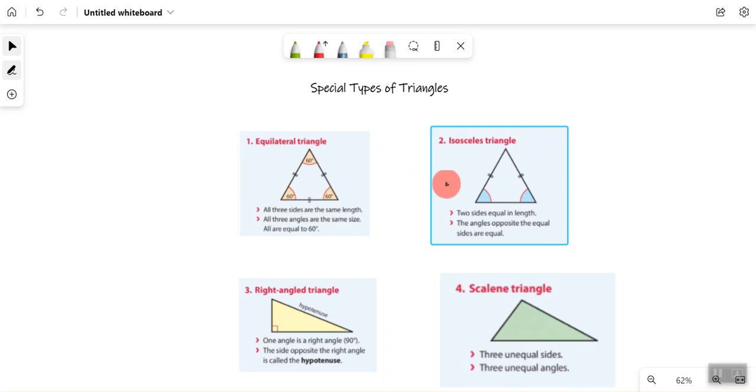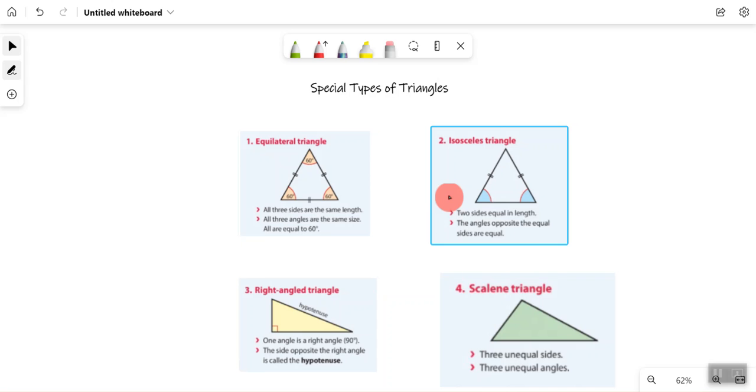If we have a look at this one, this is an isosceles triangle, and it's different from equilateral in that we have two equal sides. So this side here and this side here are equal in length. And then we only have two angles that are the same, this angle here and this angle here. So the angles opposite the equal sides are equal.